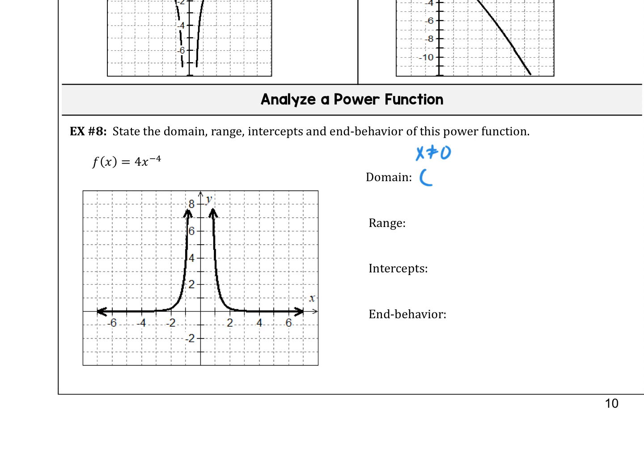Going from left to right. How do we write this in interval notation? Come on, guys. Starting at where? -infinity all the way to where? 0. And then from 0 to infinity.